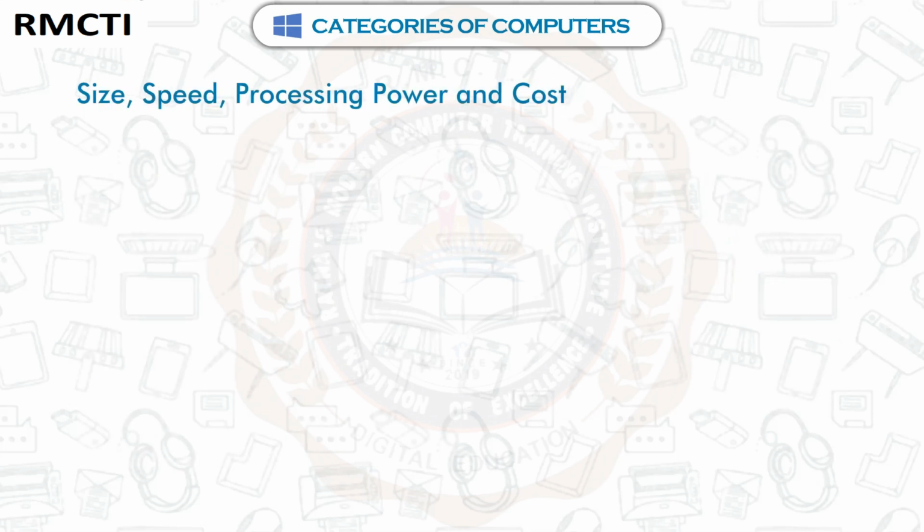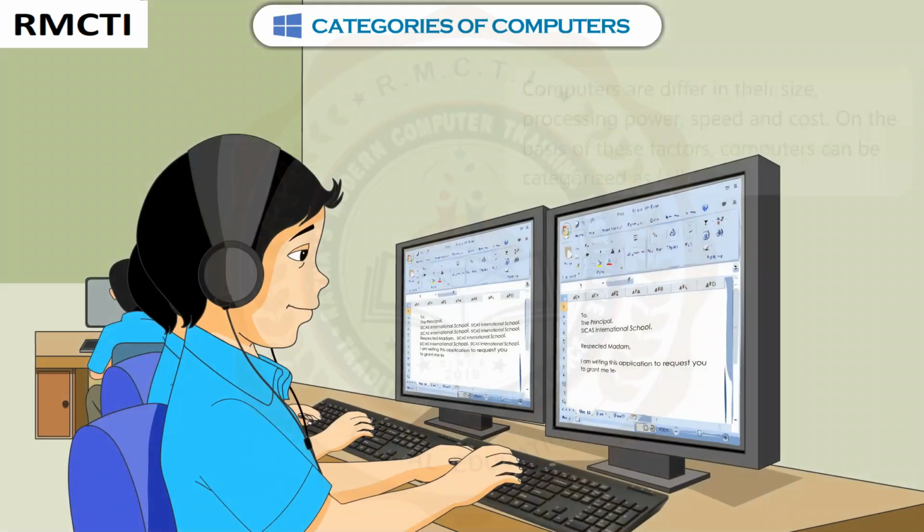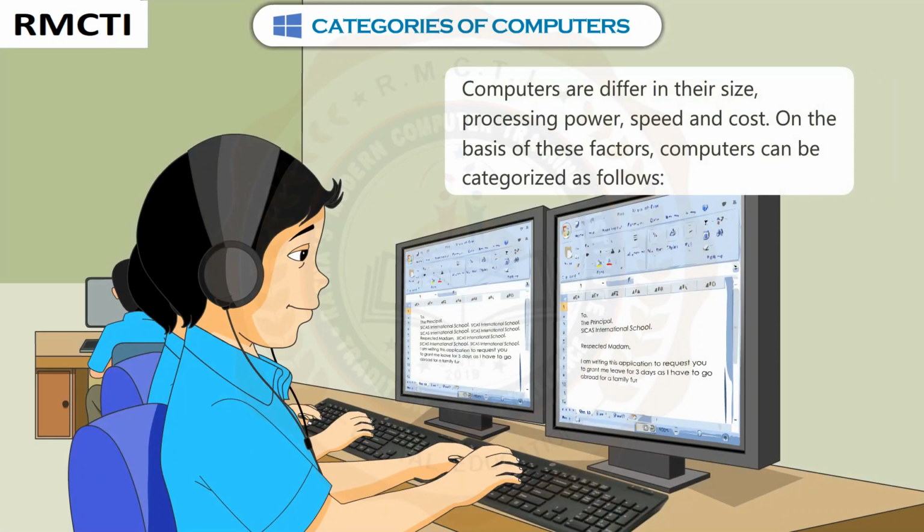Size, speed, processing power and cost. Computers differ in their size, processing power, speed and cost. On the basis of these factors, computers can be categorized as follows.